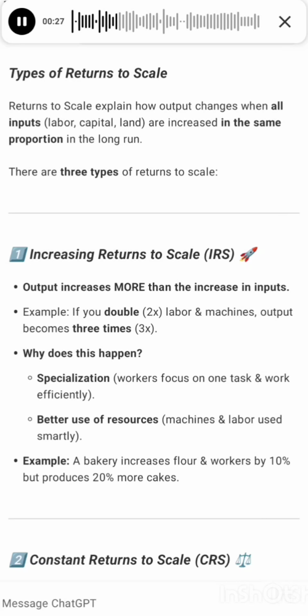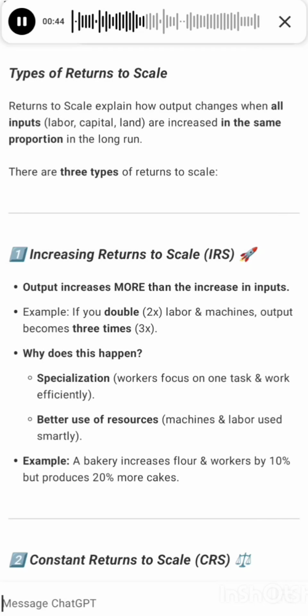Why does this happen? Specialization. Workers focus on one task and work efficiently. Better use of resources. Machines and labor used smartly. Example, a bakery increases flour and workers by 10% but produces 20% more cakes.